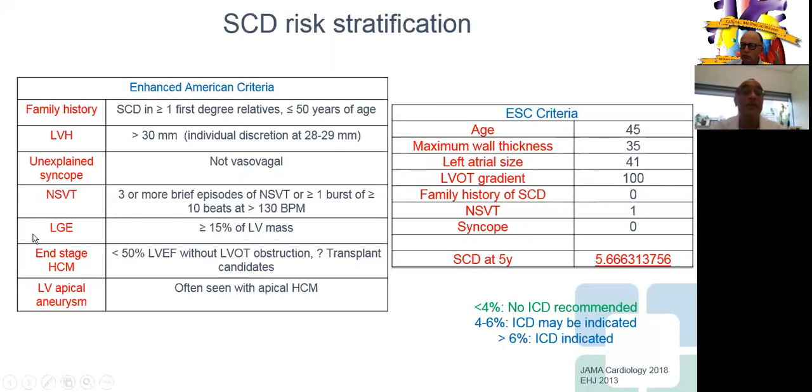This is emerging as a newer marker for history of sudden cardiac death. And the American criteria also take into account LV apical aneurysm. So these three scenarios, plus end stage HCM. So imaging is crucial every step of the way as you risk stratify these patients.